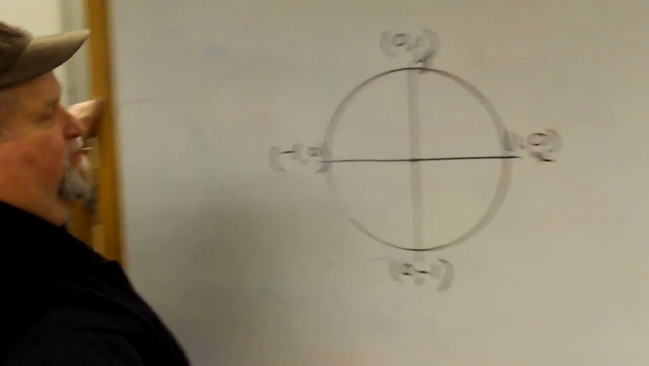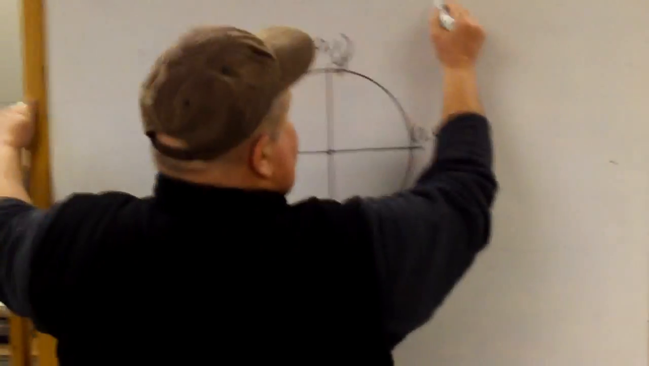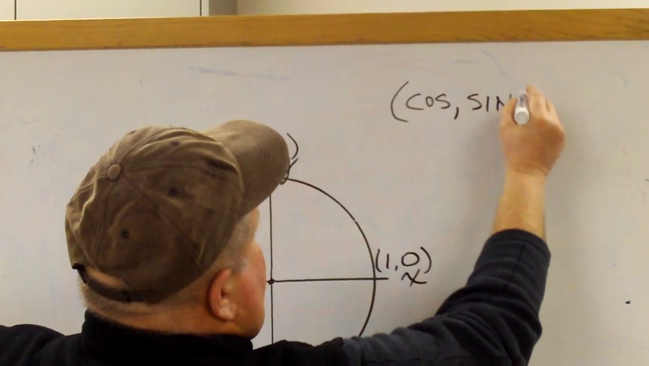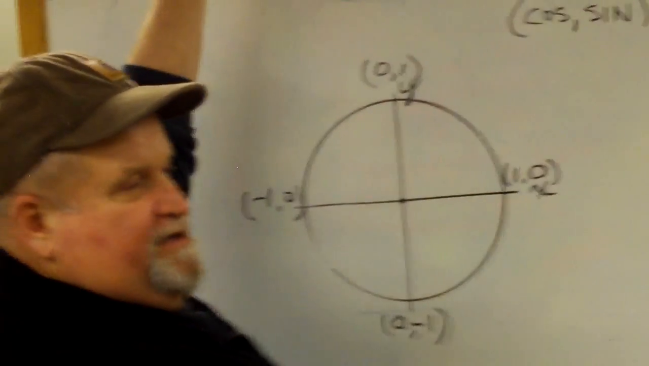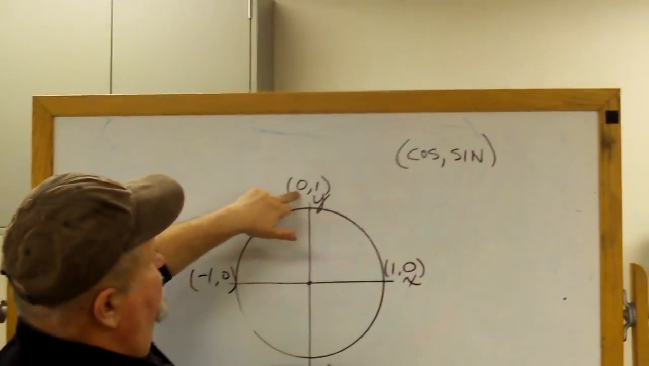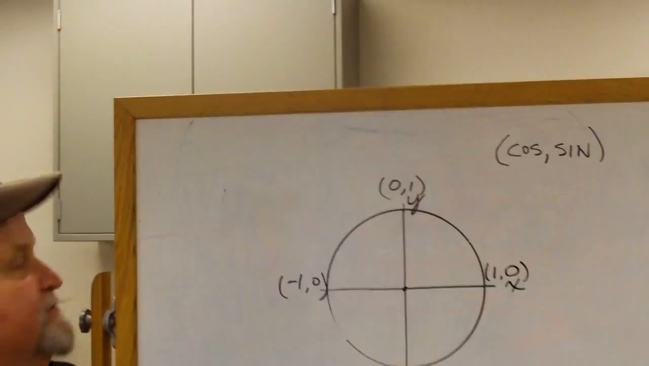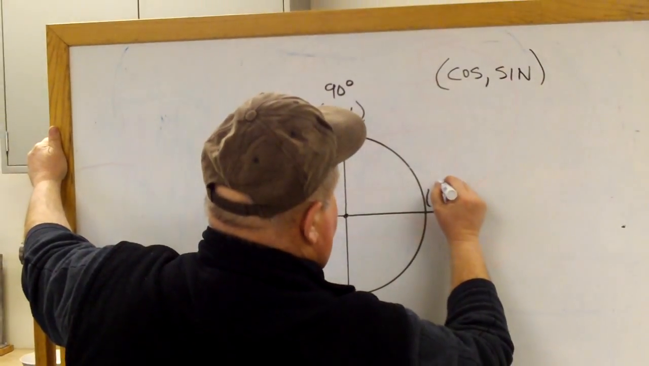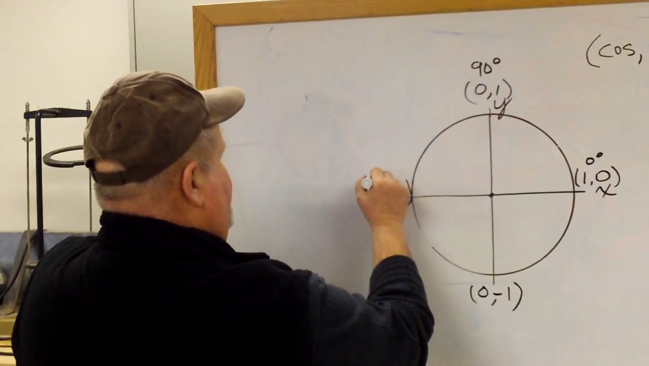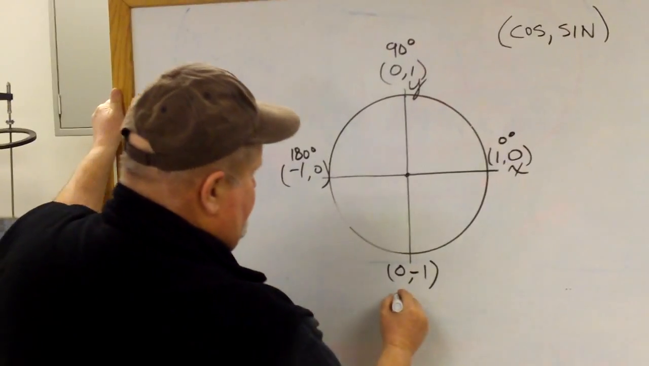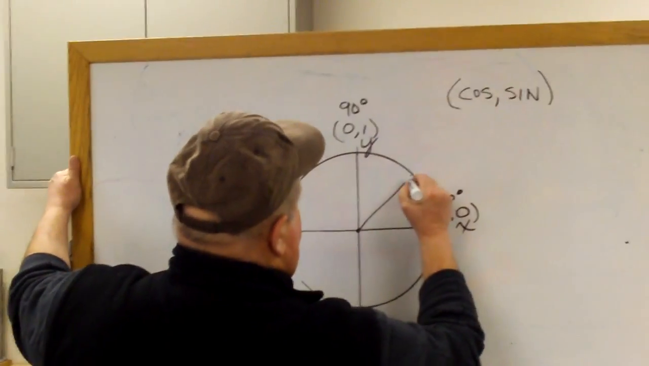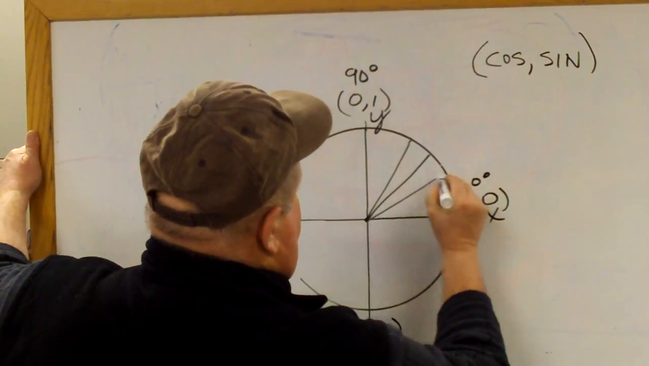All right. Now, the important thing to remember about this is these things inside these brackets are the cosine and the sine of these angles. We've got an angle here. This is the cosine. So that one up there, 0, 1, is 90 degrees. Let's write that on top of there, 90 degrees. Over here is 0 degrees. Over here is 180 degrees. And over here is 270 degrees.